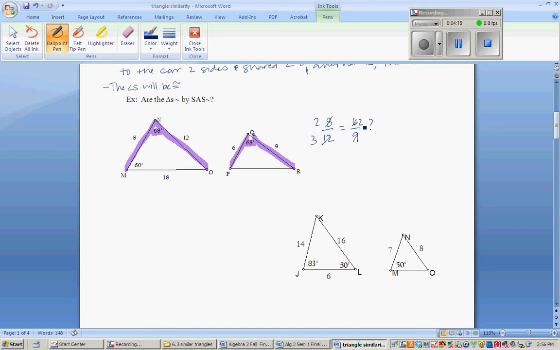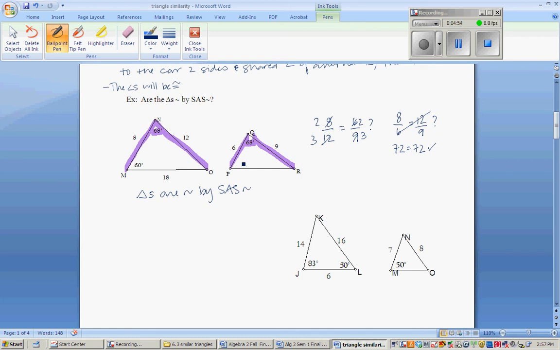2/3. Or you could cross multiply and find out if they're equal, such as you could put 8 over 6 and then put 12 over 9. Are these the same? Well, 72 does equal 72. So yes, the sides are proportional and the angles are congruent. These triangles are similar by SAS similarity. And since they're similar, all of the sides are proportional.